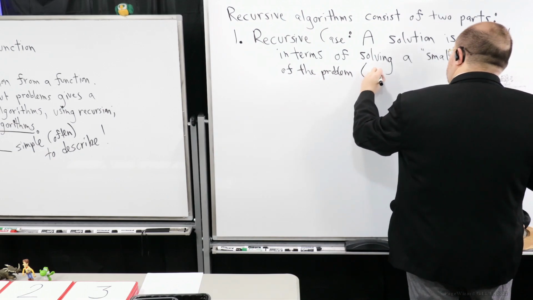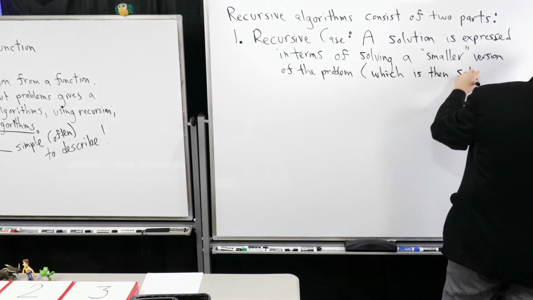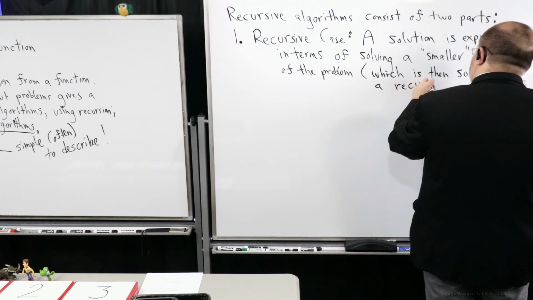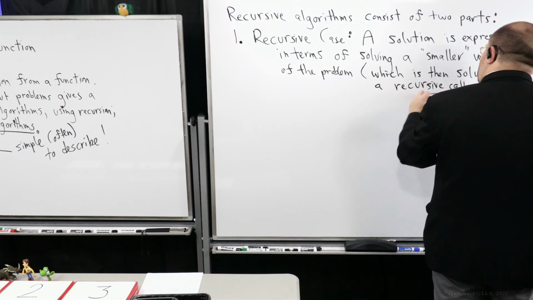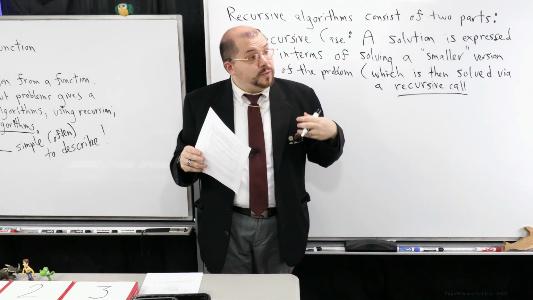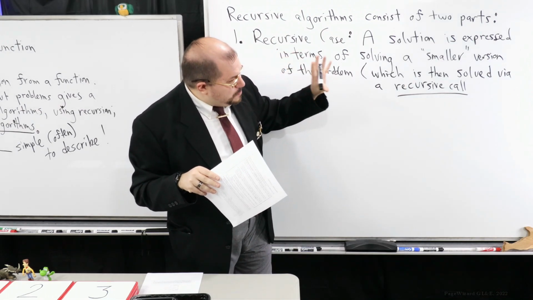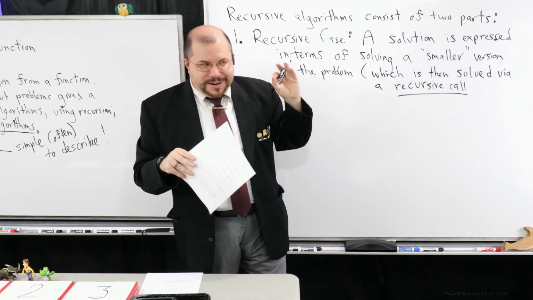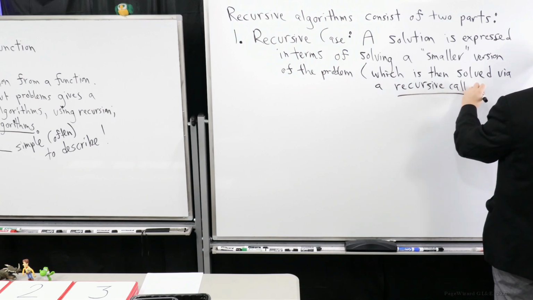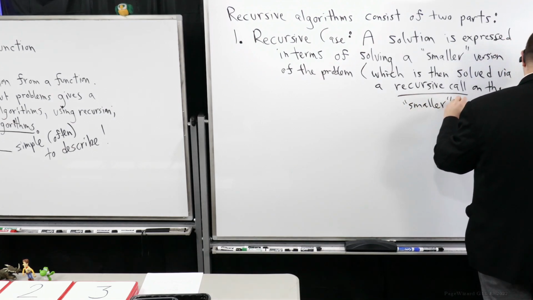Which is then solved via a recursive call. When I say recursive call, I'm talking about when you call the subroutine or call the function again. Remember, we're describing things in terms of ourselves. We haven't really seen any examples of this, so please just hang on very closely. We're going to walk through this carefully. A recursive call on the smaller input.